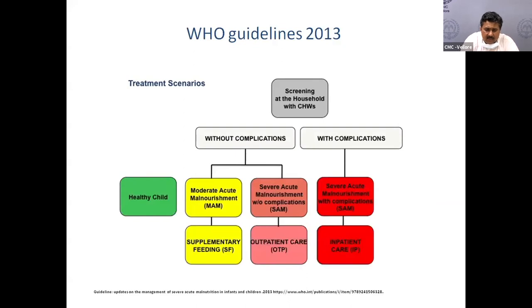So to put it in a nutshell, initially the screening will be done by the health worker in the household or in the community health center. Children who have moderate or severe malnutrition without complication are usually managed at home. Some with severe malnutrition might come to outpatient care. Usually we have nutritional rehabilitation centers for it. With severe acute malnutrition with complications, mostly they are managed as inpatients.